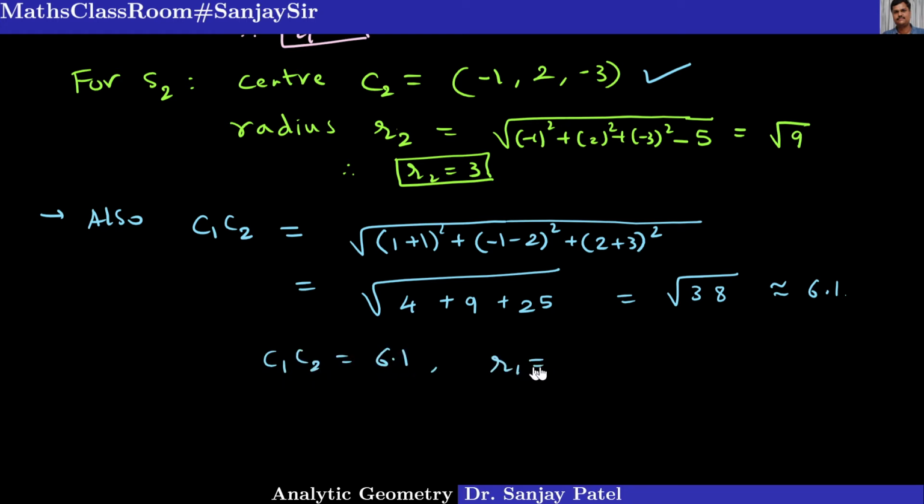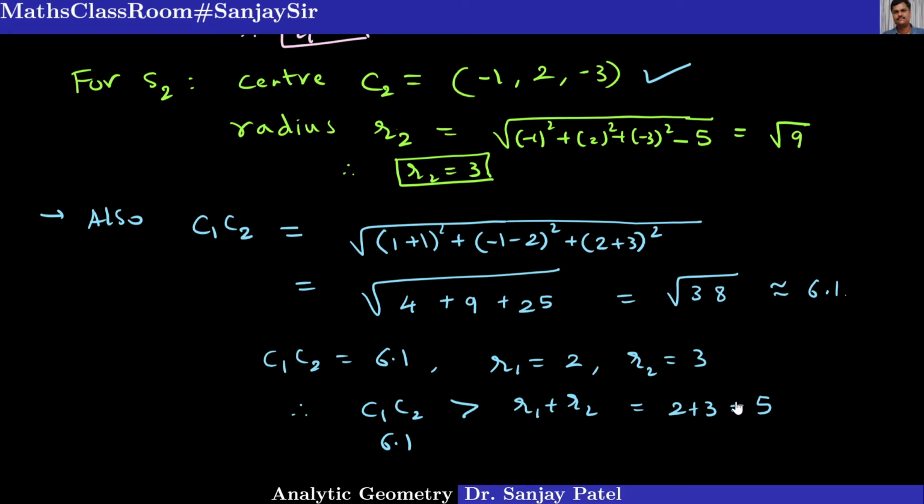R1, the radius, R1 is equal to 2 and R2 is equal to 3. So what is the relation here? So therefore you can say C1C2 is greater than R1 plus R2. This is 6.1 and this thing is 2 plus 3 is equal to 5.